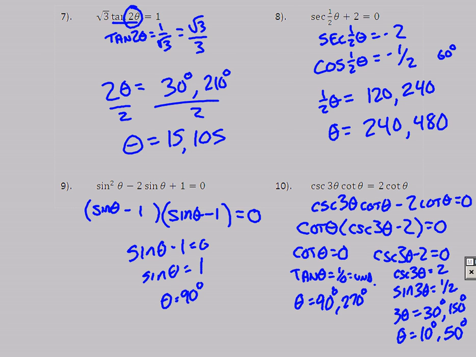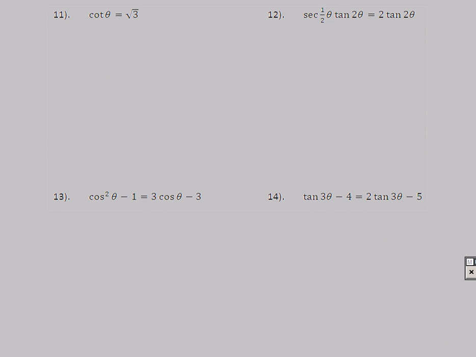Alright, so 1 through 4 down. Let's keep going. Number 11, cotangent equals the square root of 3. I'm just going to change it immediately. The tangent of theta equals 1 over the square root of 3. That's the same as root 3 over 3. Tangent of theta equals root 3 over 3. When does tangent equal root 3 over 3? Well, that's at 30 degrees. So theta will equal 30 degrees. And then in the other quadrant in which tangent is positive, quadrant 3, it's 210 degrees as my other answer.